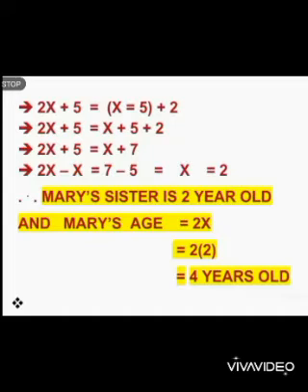So what we have considered as x, Mary's sister's age, we have considered it as x. So Mary's sister is 2 years old. Now what is Mary's age here? Mary's age will be, we have considered it as 2x. So 2 into 2, which is equal to 4 years. So Mary is 4 years old.